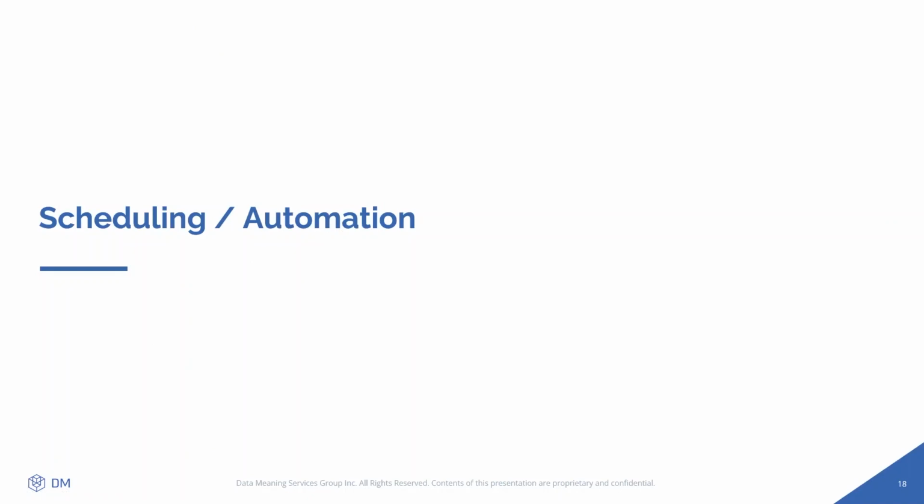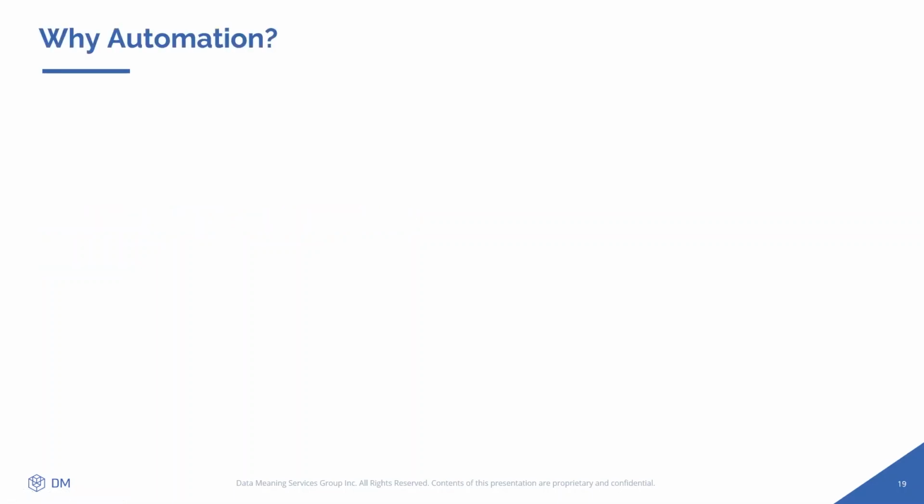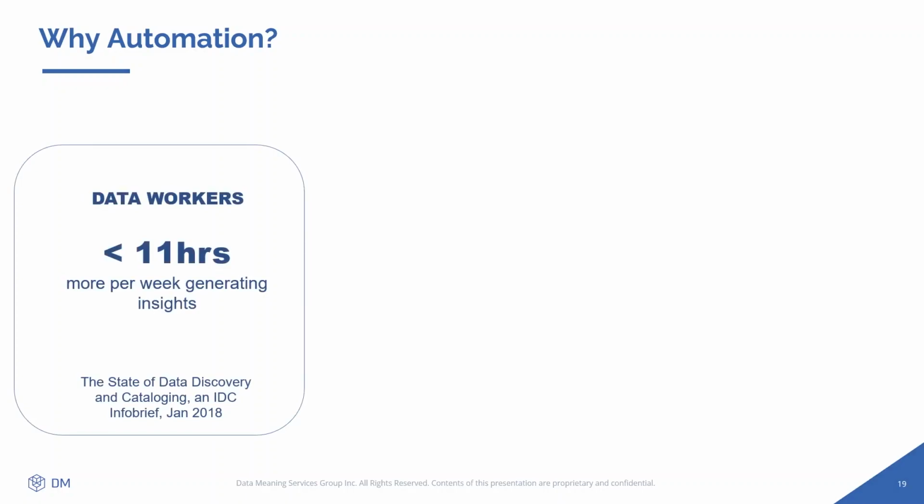Now, let us talk about scheduling and automation, which is one of the main reasons why people use Alteryx Server, because they need to automate the process and schedule their workflows. Let us start with the why. Why is automation important? First, we have the challenge that data workers have less than 11 hours per week to actually interpret data and generate insights. Most of their time is spent with operational tasks related to data, such as data gathering and data prep. And automation will address this issue.